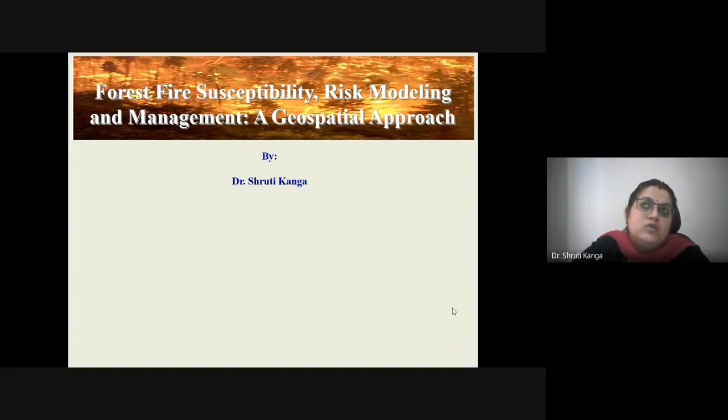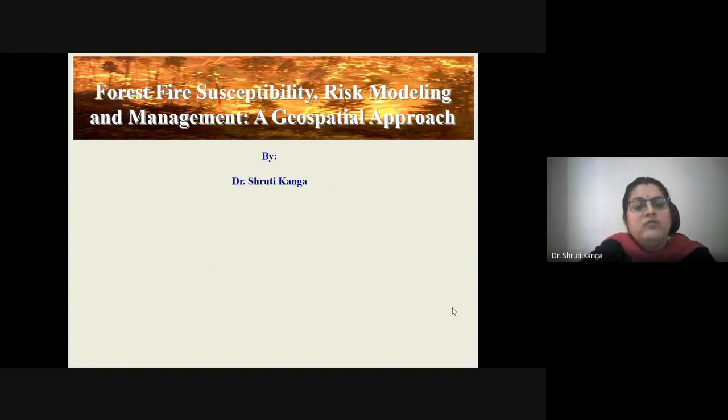And then we also studied the individual role of different types of satellite data sets, GIS and GPS in different kinds of forestry applications. Then we also went through different kinds of forest management strategies and how we can go for sustainable forest management related things.